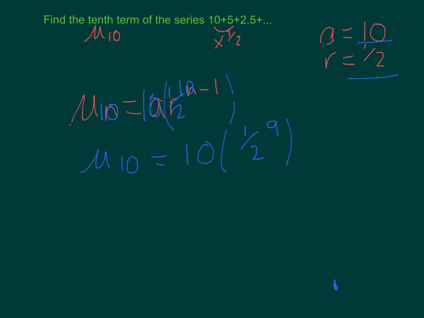Now, a half, 0.5 to the power of 9 is fairly small. I reckon my calculator's telling me that's 1/512. And if we times that by 10, I'm getting out 5 over 256. Okay, another one for you guys to try.